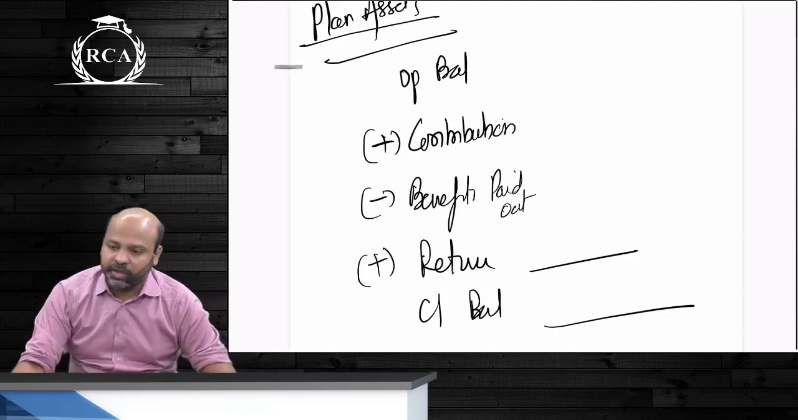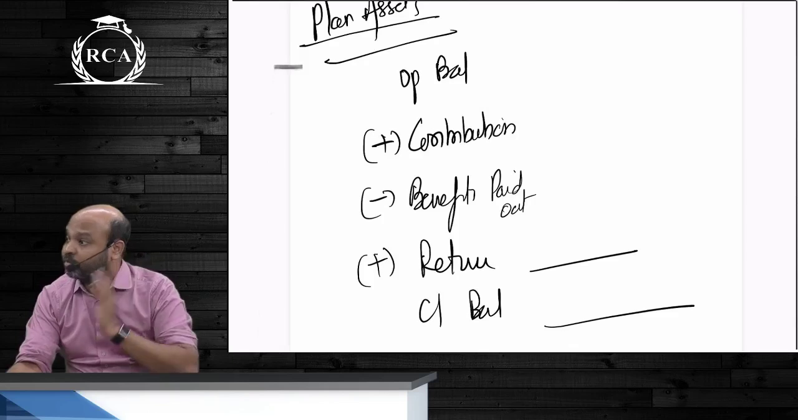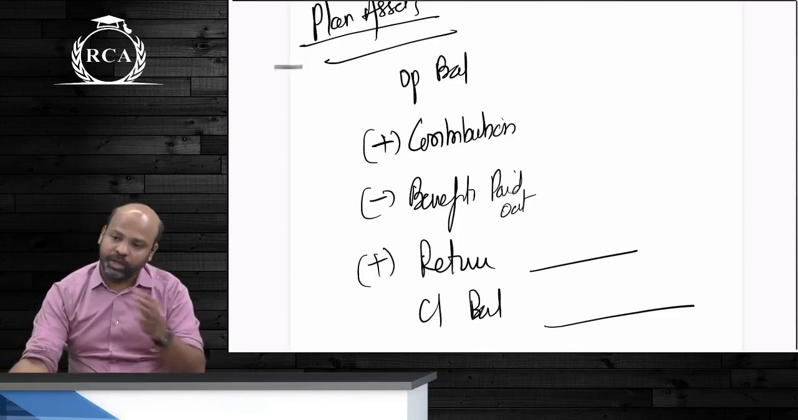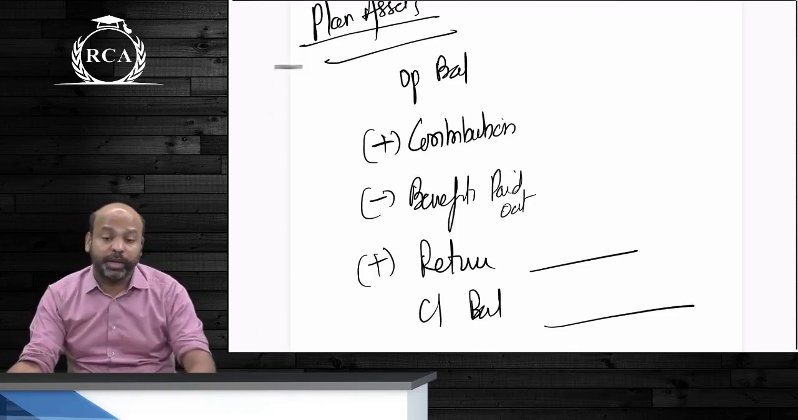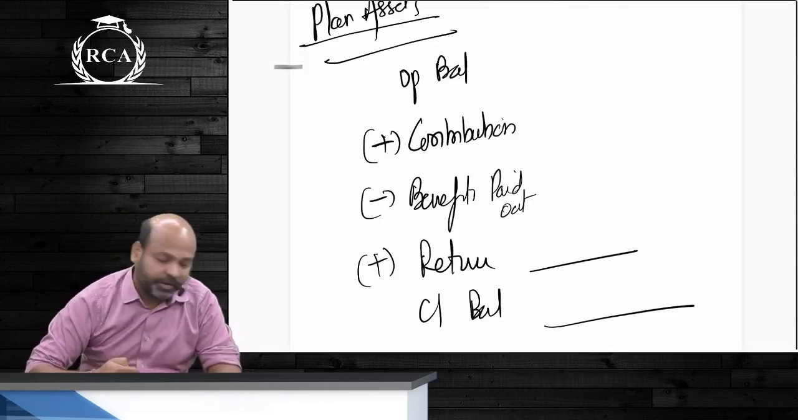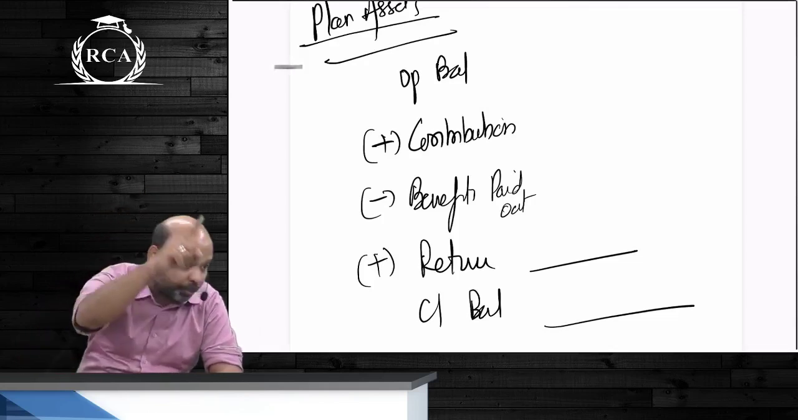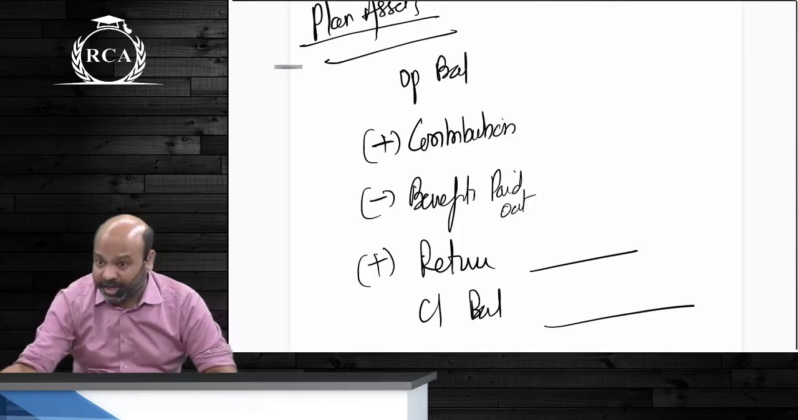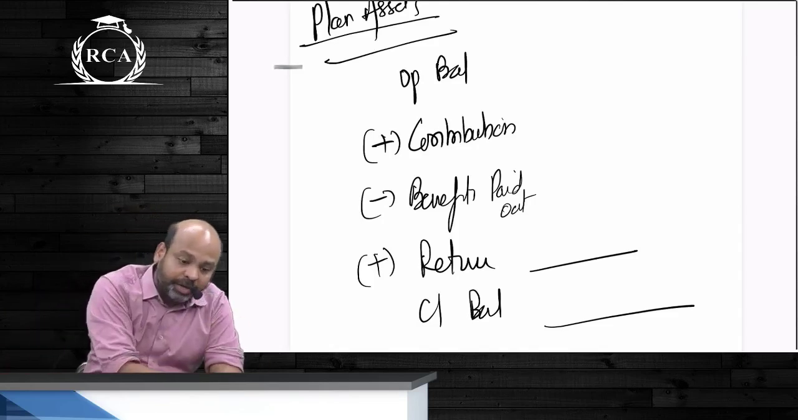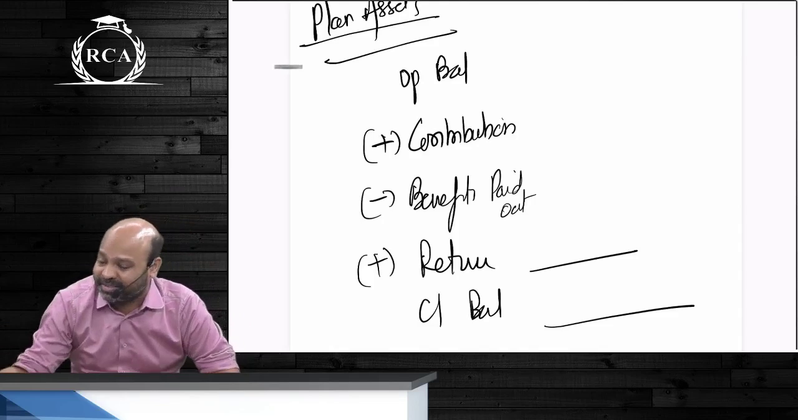In this plan assets also, guys, every year there will be a certain amount of contribution made. Every year some or the other employee might keep retiring, so there will also be benefits paid out. If there are benefits paid out, you will reduce it from your provision amount, you will also reduce it from your asset amount. So you reduce your PVDBO, you also reduce your plan asset amount.